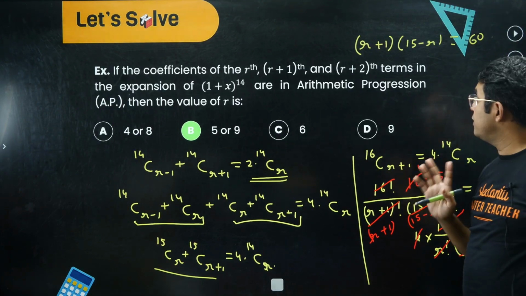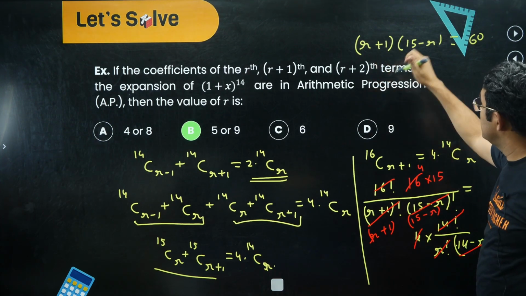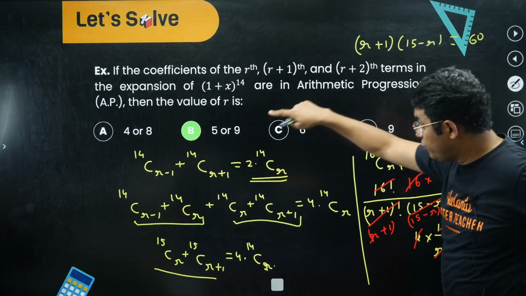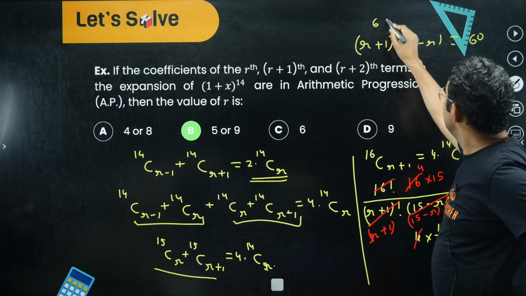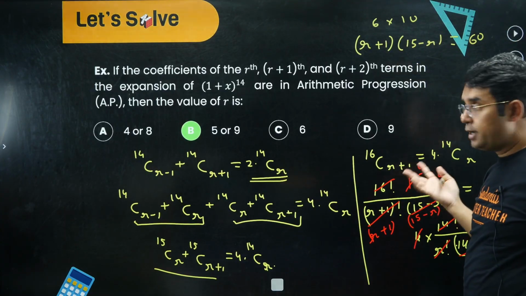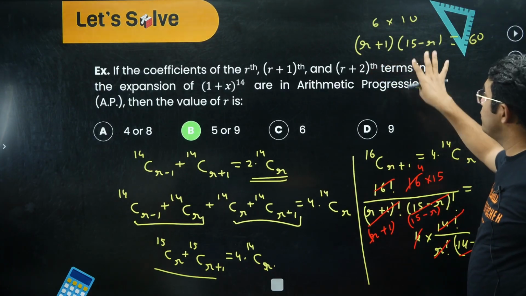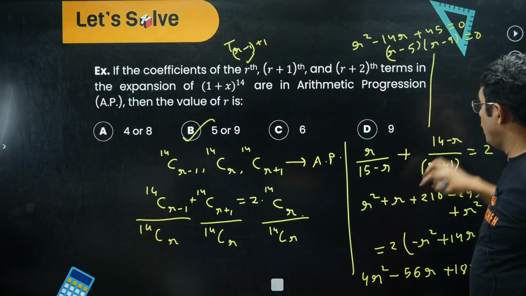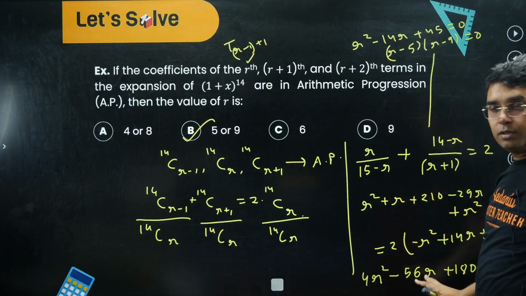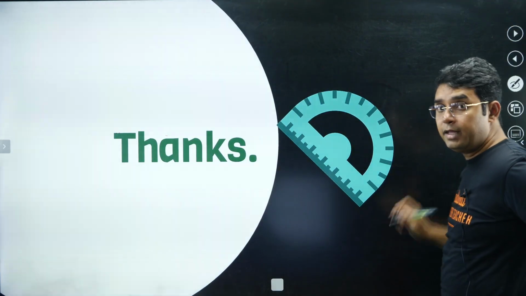Now you can do some guesswork also, because r is supposed to be an integer. If r is equal to 5, this will be 6 and this will be 10, so it is satisfying it. 9 is also satisfying it. Also, if you do not want to do this, then simple multiplication will give you the same quadratic which we got earlier after some calculation. So this is the other method of this question. I hope you will like this method.